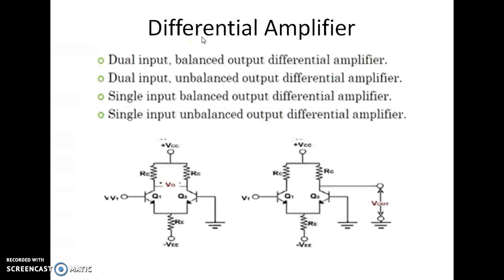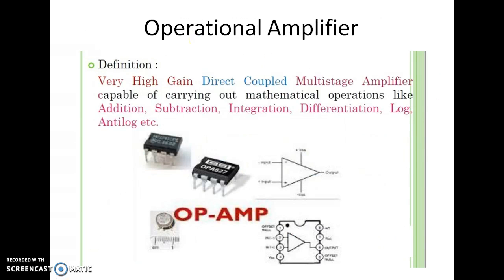Then if you consider the basic symbol for the operational amplifier, so Opamp is basically a voltage amplifier with extremely high voltage gain, already we know that. For example, the popular 741 Opamp has typical gain of 10 raised to 6, and the large voltage gain of Opamp is an important factor which distinguishes it from the remaining amplifiers.